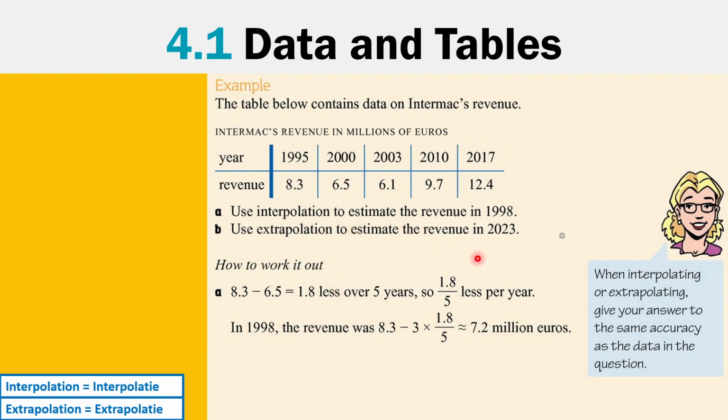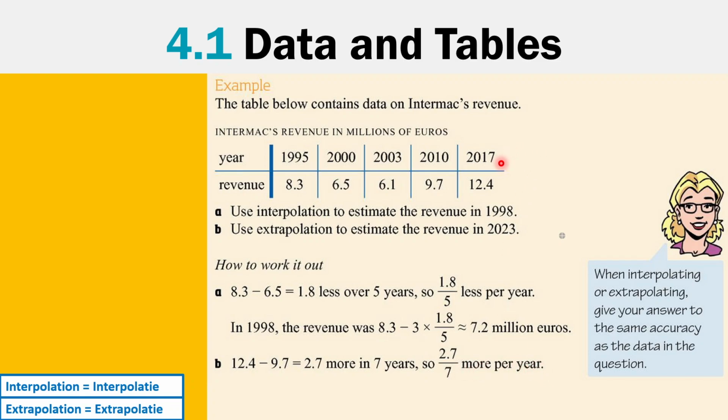Use extrapolation to estimate the revenues in 2023. Extra, because it's outside of my data. And an agreement we made is that we use the last two data points that we have. So to extrapolate, we're going to use 2010 and 2017. Don't use 95 and 2017, the last two data points. From 2010 to 2017 is 7 years. And this time I have an increase from 9.7 to 12.4. So I have 2.7 more in 7 years. So per year, that's 2.7 over 7 more per year.